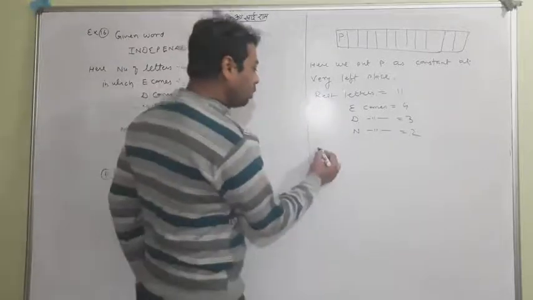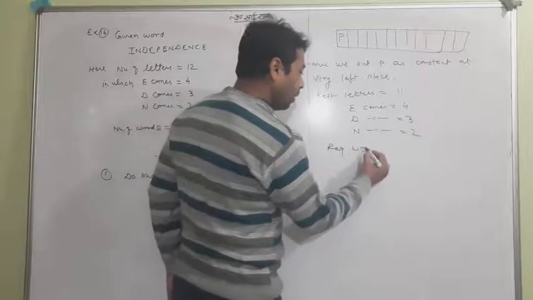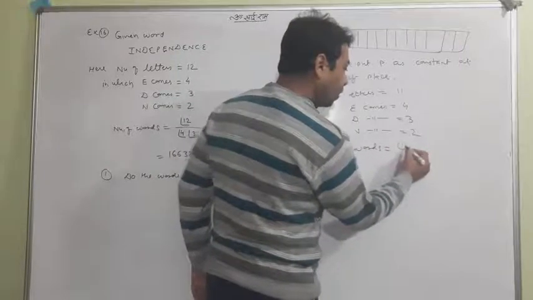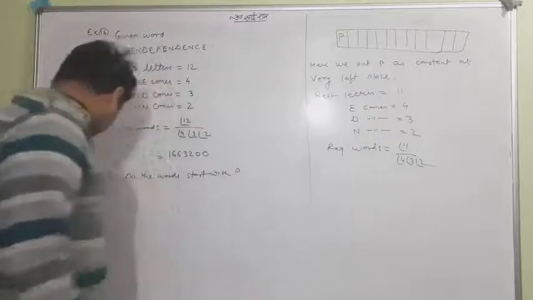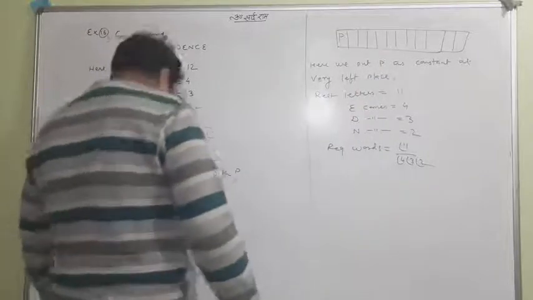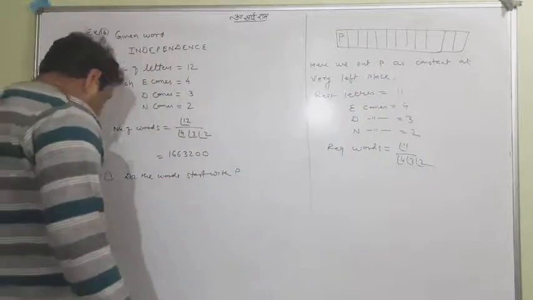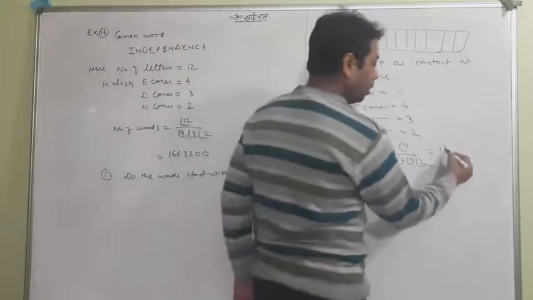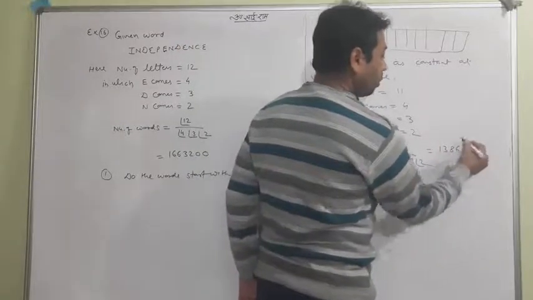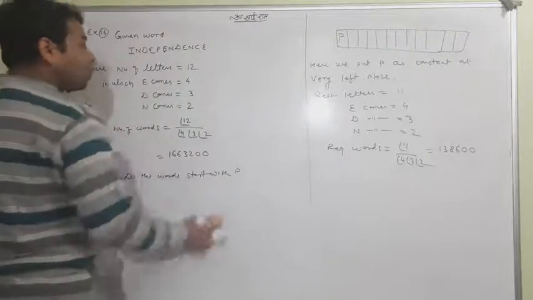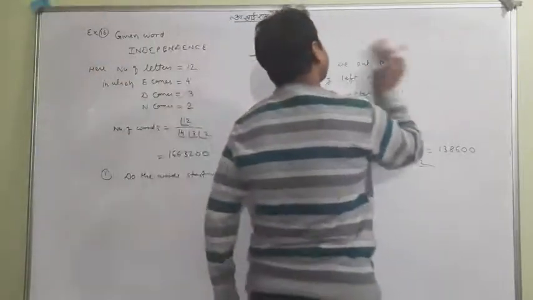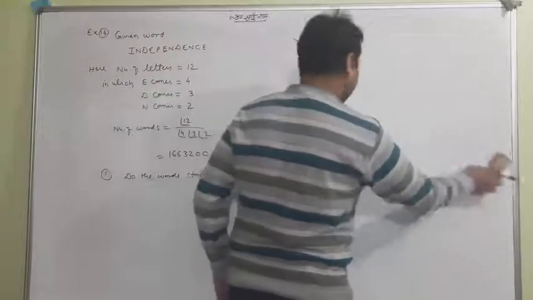So the required words will be the same: 11 upon 4, 3 and 2. So your answer is 138600. This is the answer. I don't think that I need to tell you much about that. Okay, let me wrap this up, because at this position I will tell you everything one by one.